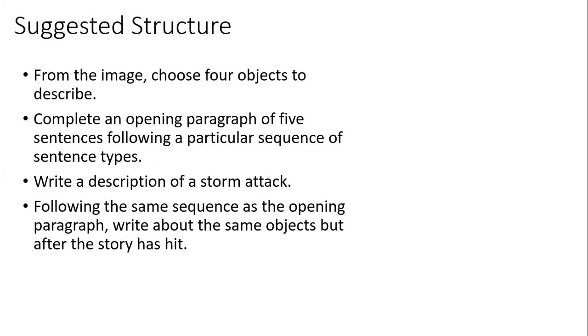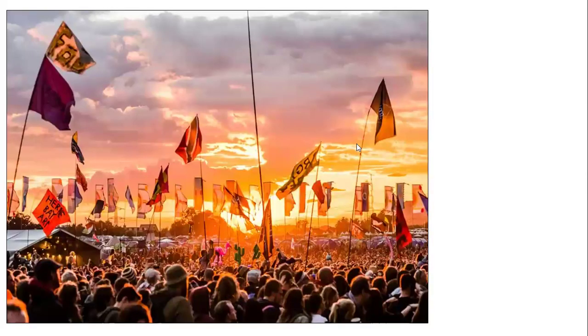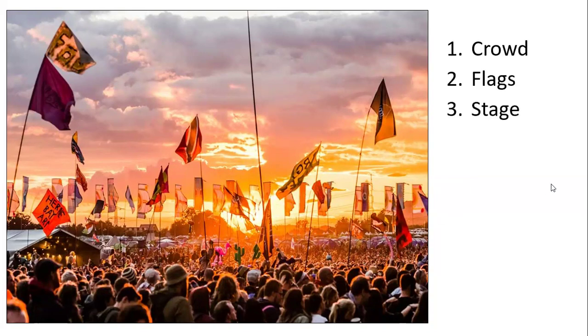So we'll go through it sentence by sentence, and I'll show you what it looks like at the end once it's built up, and hopefully that will make a bit more sense. And that's the planning sheet that we've used before. So let's take this image, for example. Let's say you got this in your exam, and you'd pick 4 things from it, 4 things to focus on: the crowd, the flags, the stage, and a band.